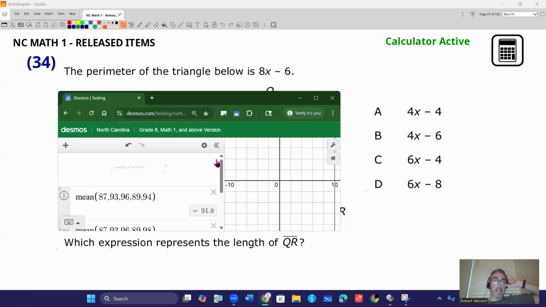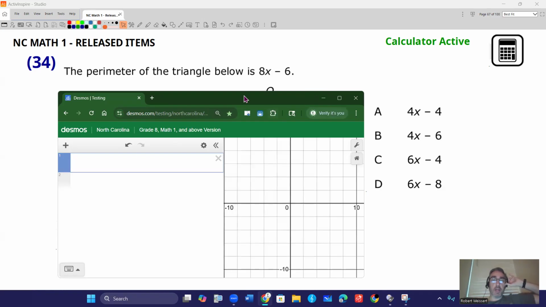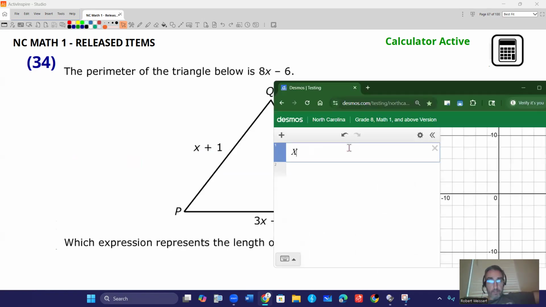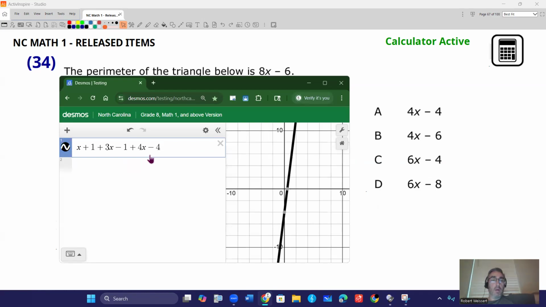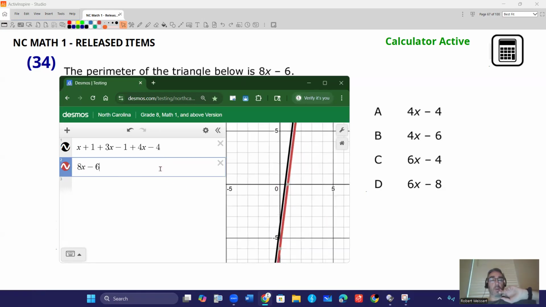So perimeter means all sides added together, correct? So we're going to do a sum of all sides using our answer choices to test them out. So I'm going to first do x plus 1. That's side PQ. And I'm going to add 3x minus 1. And I'm going to add one of my answer choices. So I'm going to say 4x minus 4. And that gives me a straight line. Now, if that were the answer, then that should give me the same exact line as 8x minus 6. And you can see that they are parallel lines. They're not the same line. So that is not going to be your answer choice. We can rule that out.